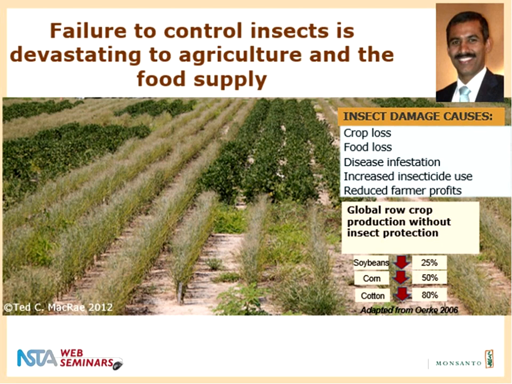If you look at this picture, I don't have to tell you how devastating insects can be. Two slides ago, I told you about the soybean looper feeding on soybean plants. And here, in a couple of rows, you can see how badly they damage these plants. There is no standing leaf material left, so you can't think about harvesting soybeans for production. Indeed, the insect damage can be very bad, especially if you look at crop loss and food loss. If you don't control the insects, soybean production can be less by 25%, corn production can be less by 50%, and for cotton, up to 80% loss can happen just because of insect feeding.